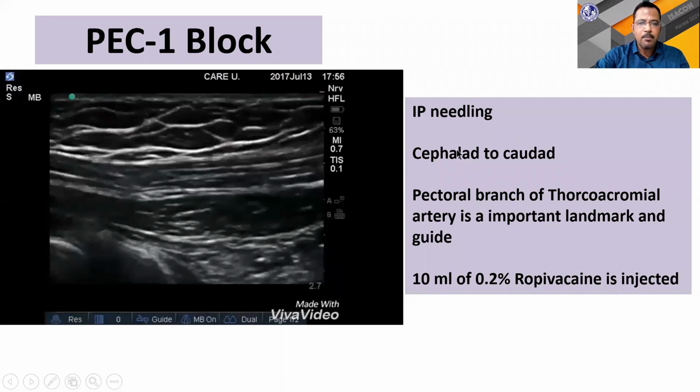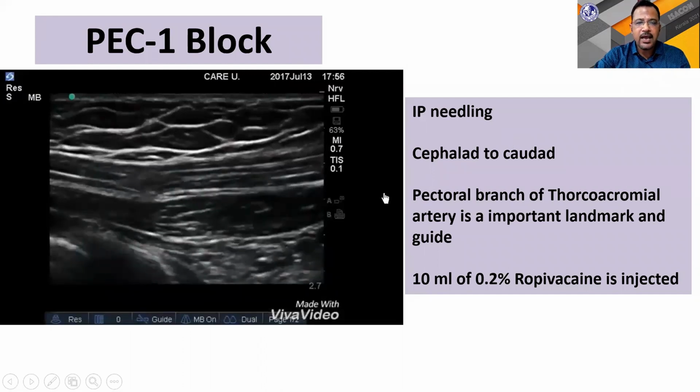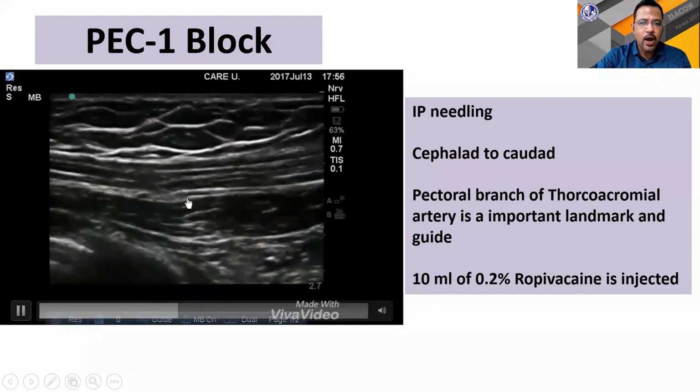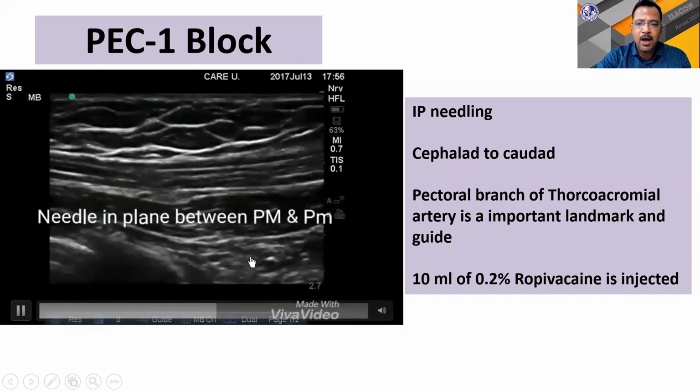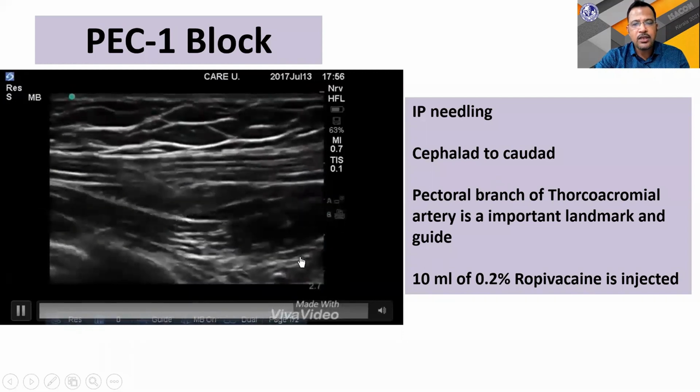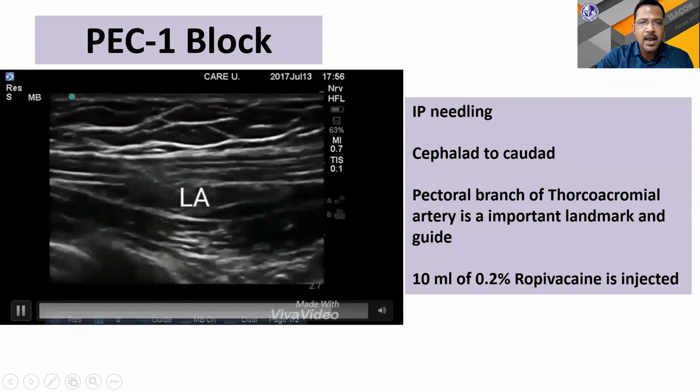Now, this is a pec 1 block. In-plane needling is done from cephalad to caudad. You can see the pulsating branch of the thoracoacromial artery, which is an important landmark. And as I inject the drug, I will unzip the plane between the pec major and minor muscle.